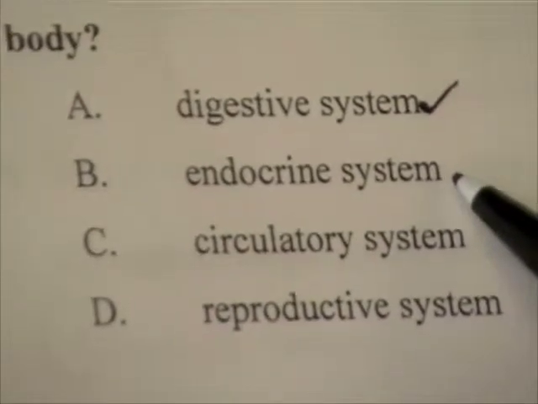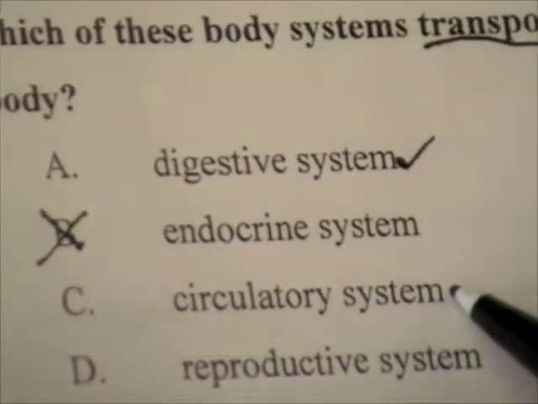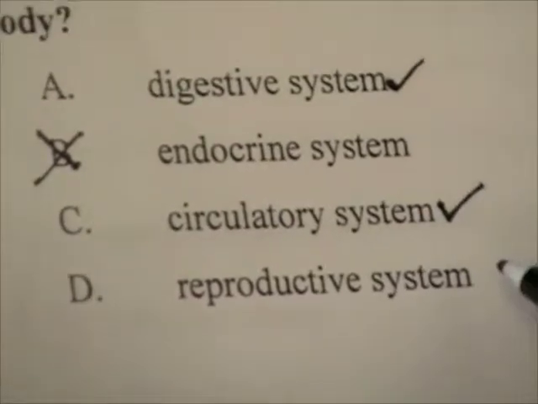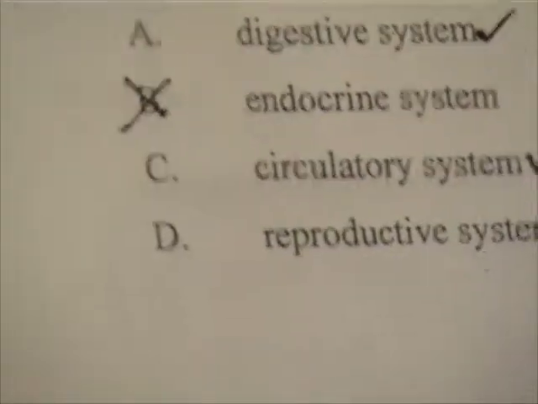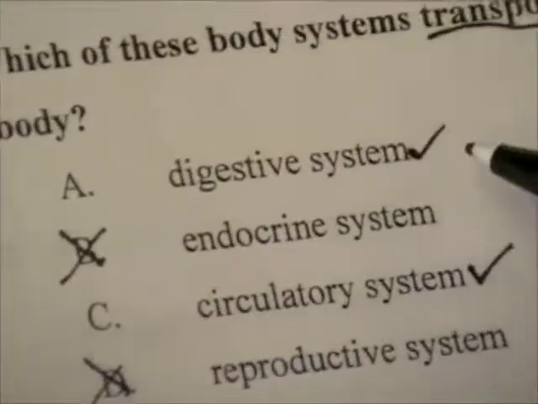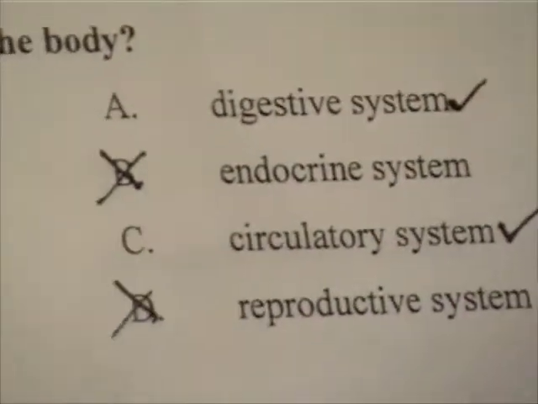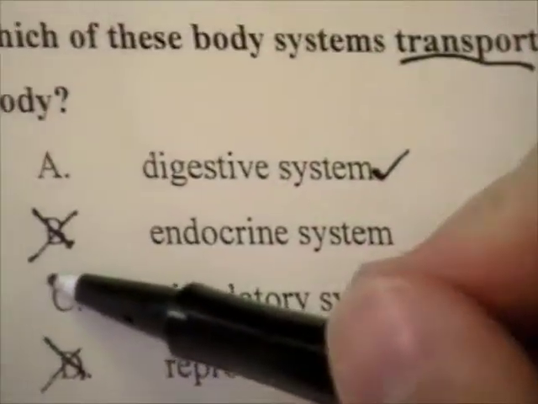The endocrine system, again, hormones. That can't be the answer. The circulatory system definitely transports things. So that's a definite possibility. The reproductive system, well, that's for making babies. And the question doesn't ask about making babies. So we're going to scratch that. The digestive system breaks down the food and it moves it from your mouth through your digestive system, but it doesn't take it to the cells. That's definitely the circulatory system. C is the correct answer.